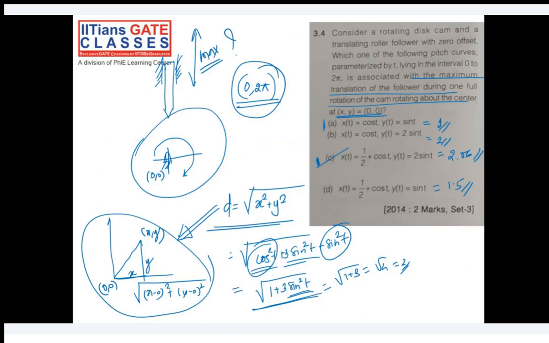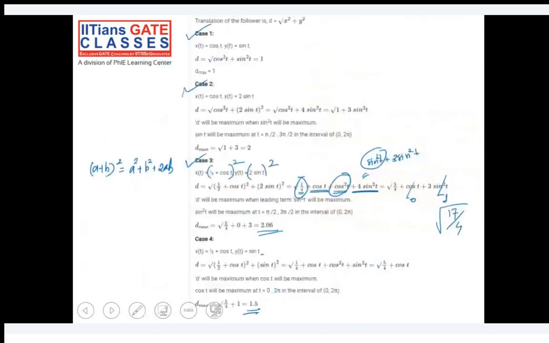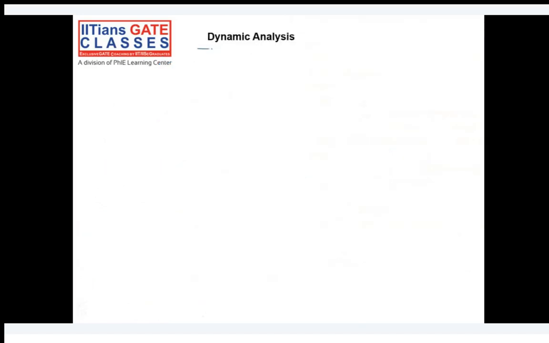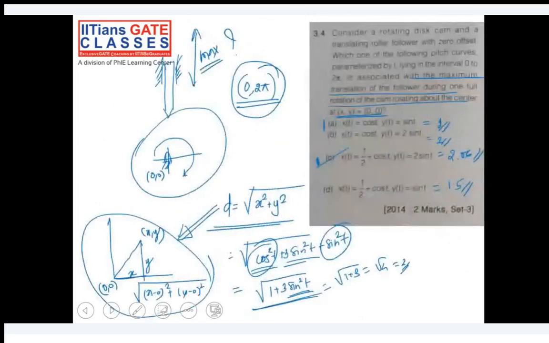It looks like you are typing something. Okay, Sean, let me just come back to your question. X and y gives you the pitch curve about the origin, and the maximum distance from the origin is equal to, yeah, correct. So basically you can take any point, for example this point.